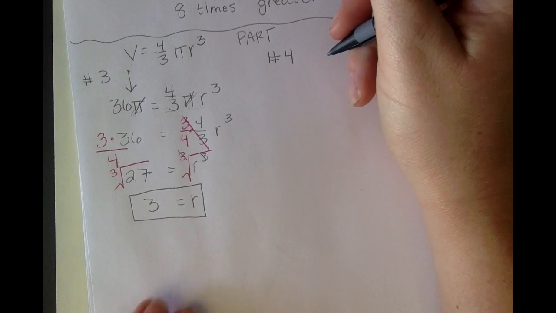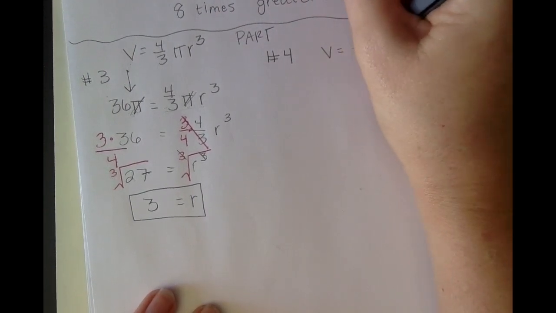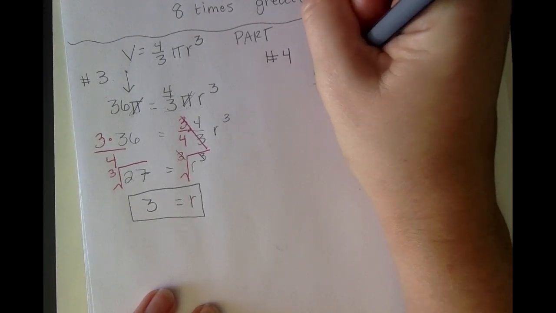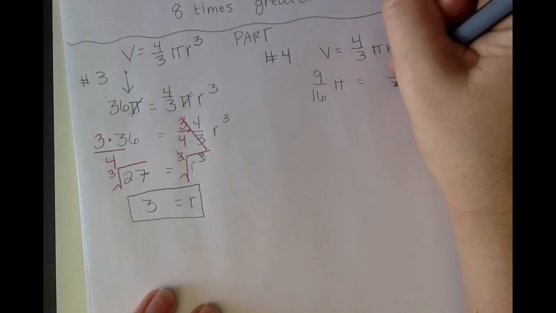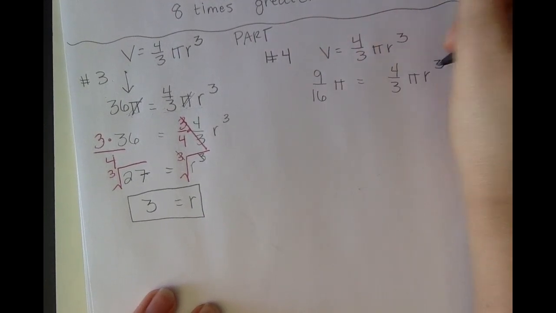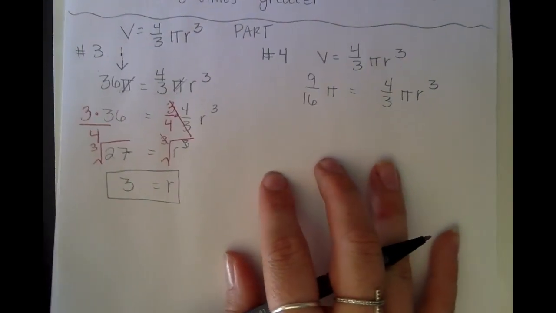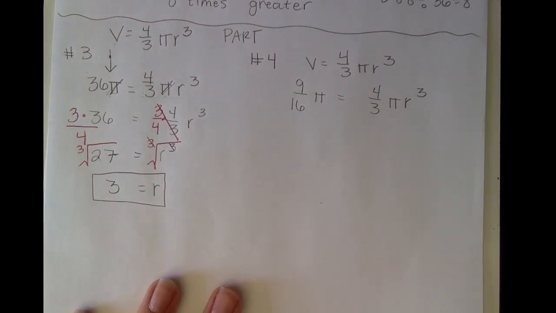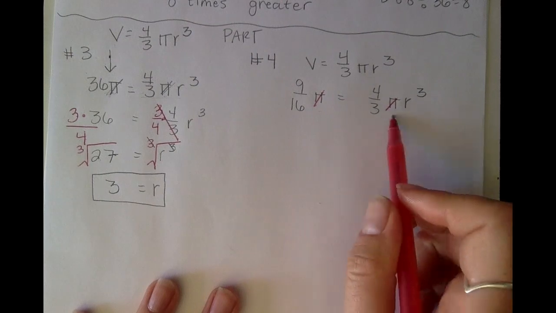So very similar. Again, I'm dealing with a sphere, so my volume equals 4/3 pi r cubed. I know my volume is 9/16 pi. So that will be equal to 4/3 pi r cubed. I want to get r alone, and so here, again, these pi's are actually going to cancel out since there's one on each side, so I'm left with this.